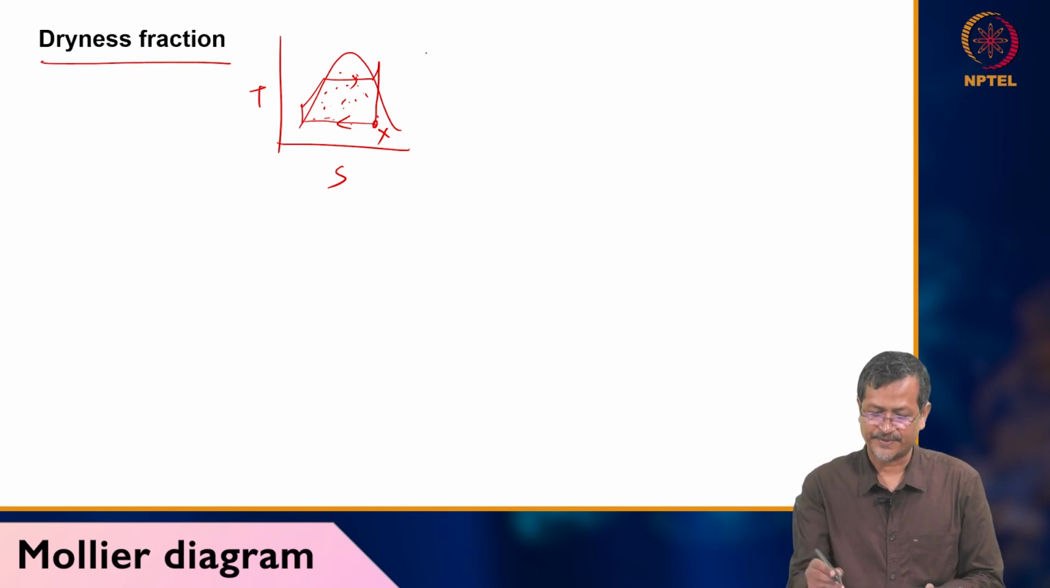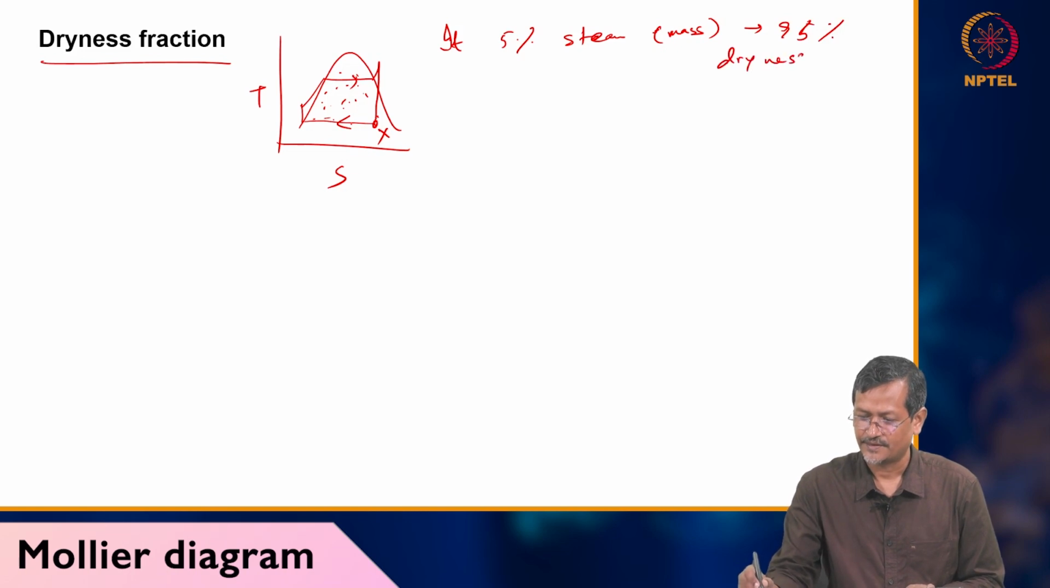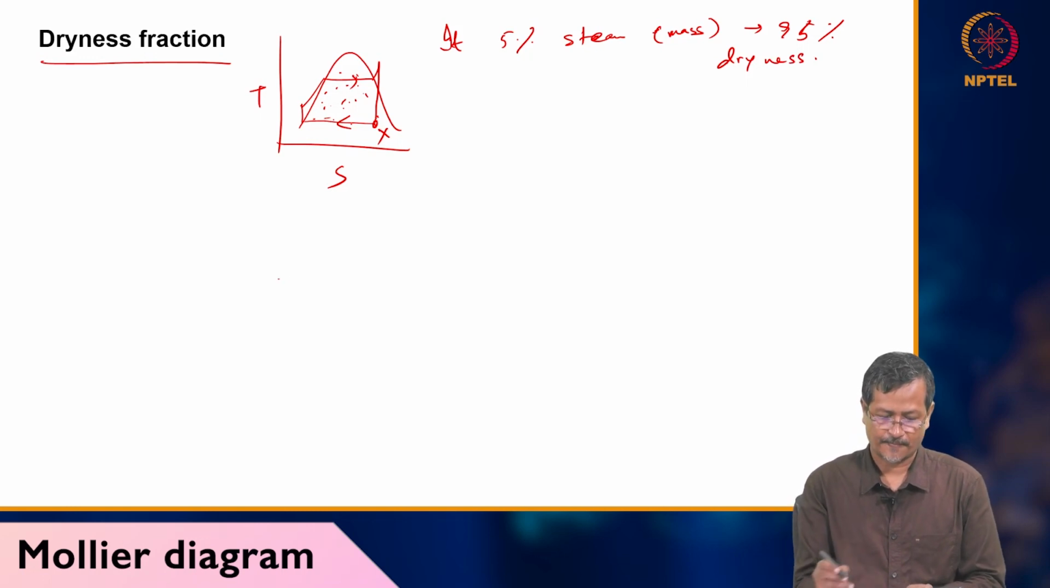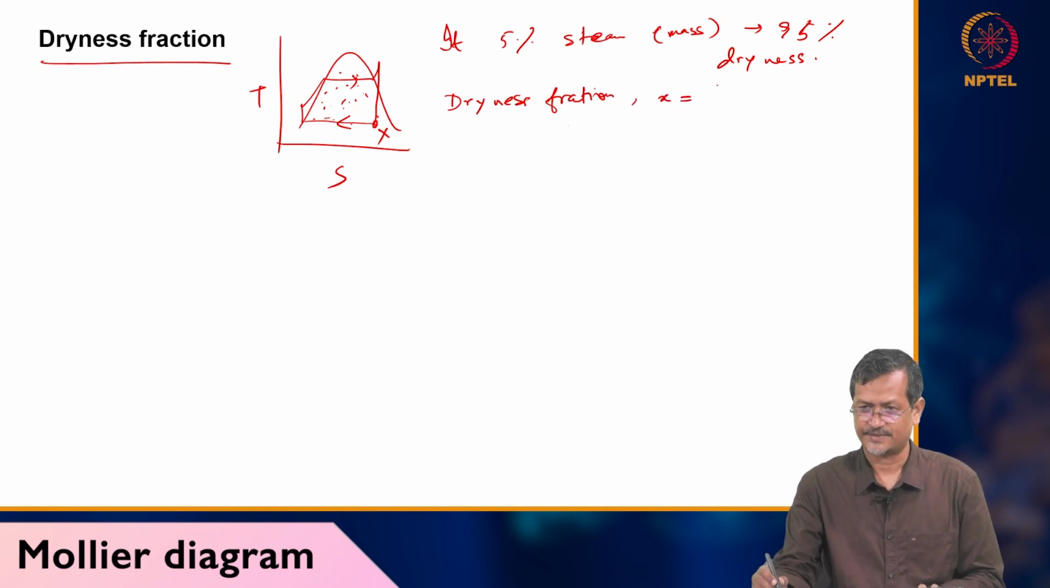So if the water contains 5% by mass, then we'll say 95% dry steam, or 95% dryness. So the dryness fraction formula is as follows. Sometimes they write x, sometimes some other symbol.